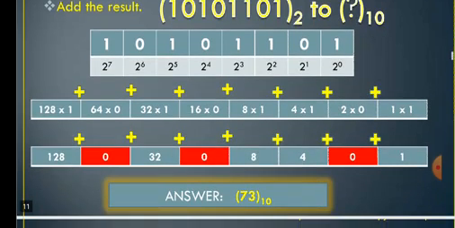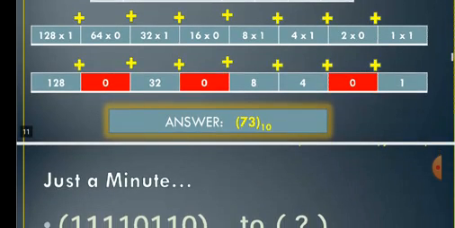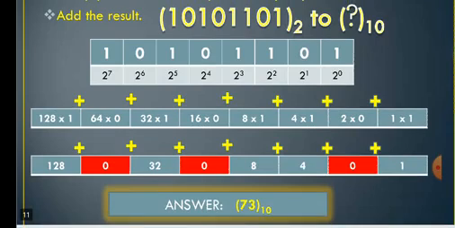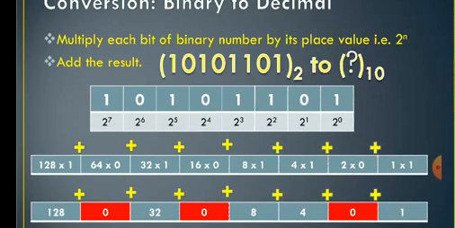So after finding all these values, just add all these values. 128 plus 0 plus 32 plus 0 plus 8 plus 4 plus 0 plus 1. If you add all these values, you will get 173. This is the conversion procedure to be used for converting from binary to decimal.